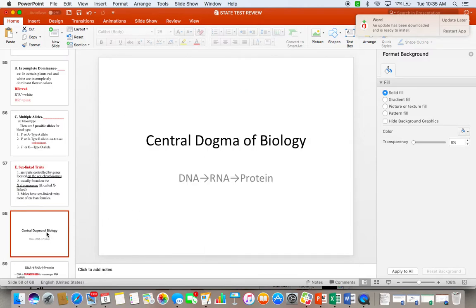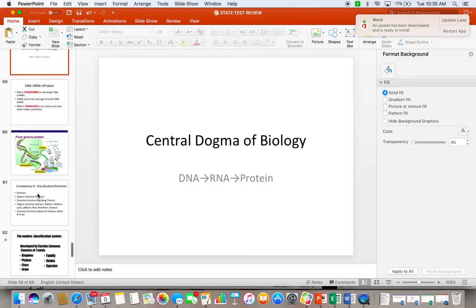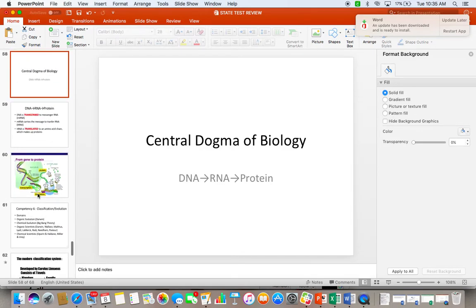I think this is where we are the most confused when it comes to competency 5, and this has to do with protein synthesis. Genes code for proteins, okay? The reason that we look the way we do is because of the DNA that we have. And a gene is simply a segment of DNA that codes for a protein that gives us a trait.